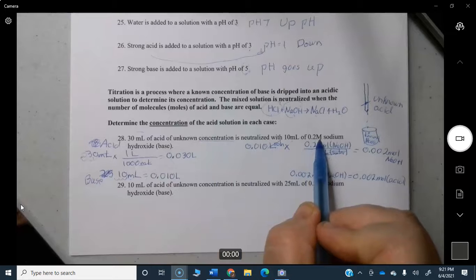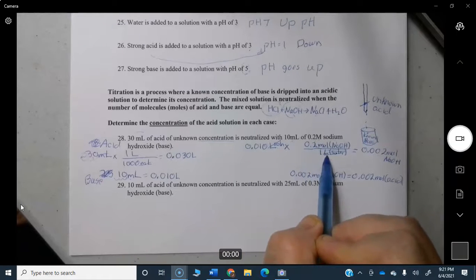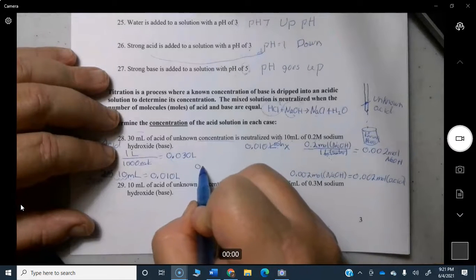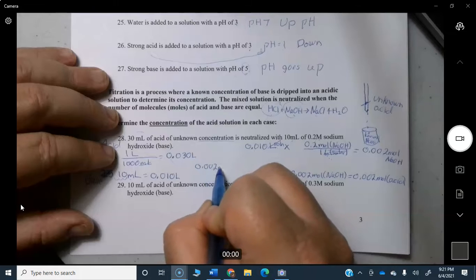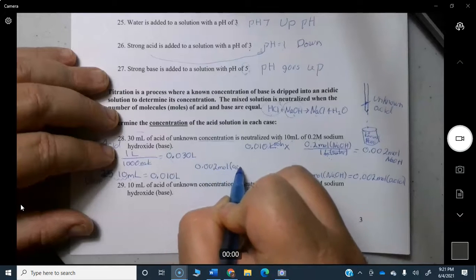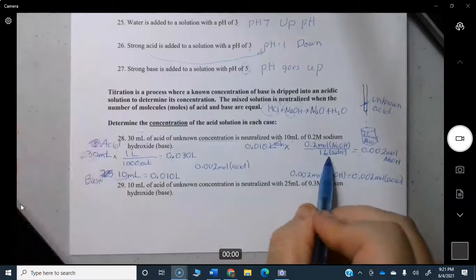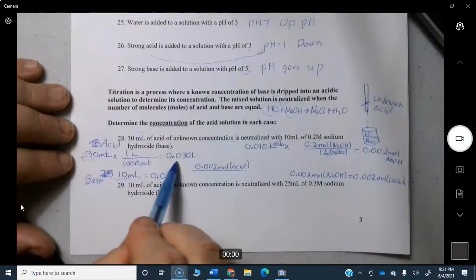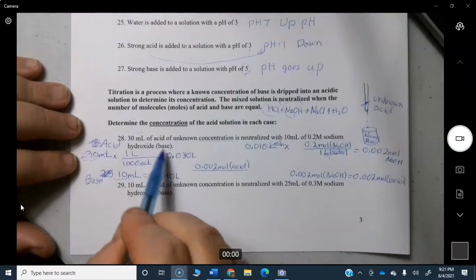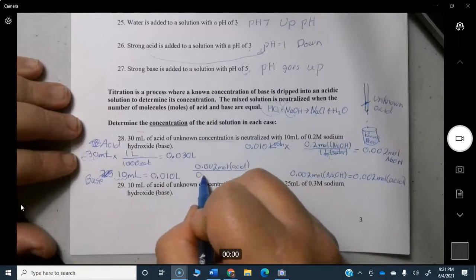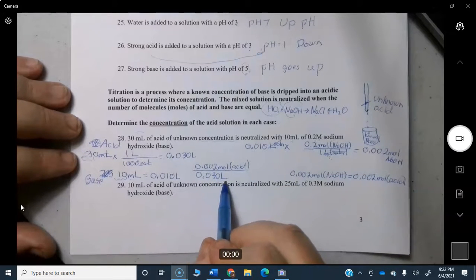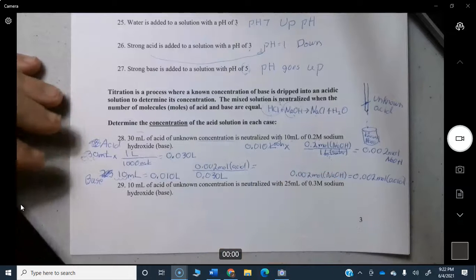And just as over here with the base, concentration is in molarity. It's moles per liter. So we're going to take the number of moles of the acid right here. I'm going to move over here. 0.002 moles of acid. And I'm going to put it over the number of liters of acid, just like for base you did that here. And that right here is this number right here. That's the number of liters of the acid. That's the 30 milliliters. So now I have moles per liter. That's what I want.